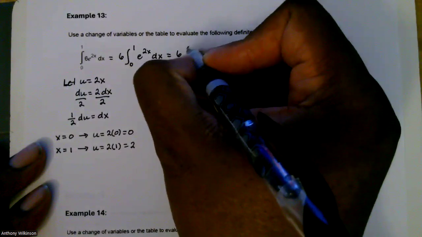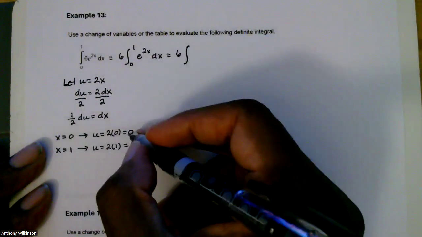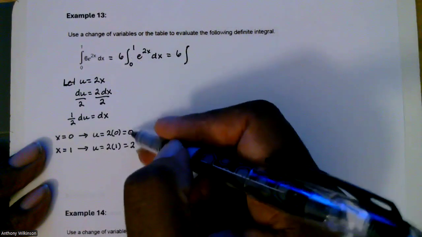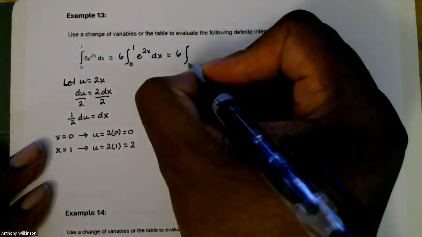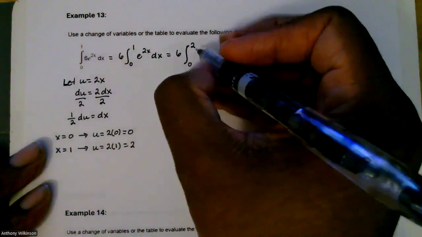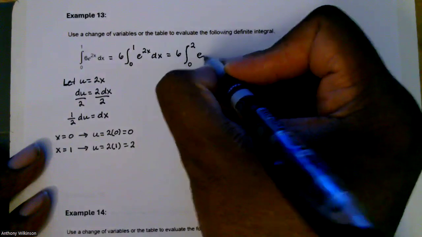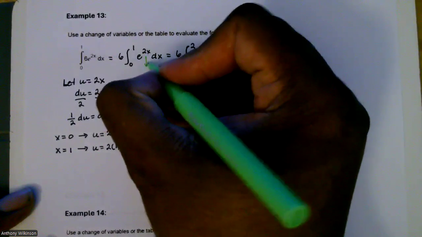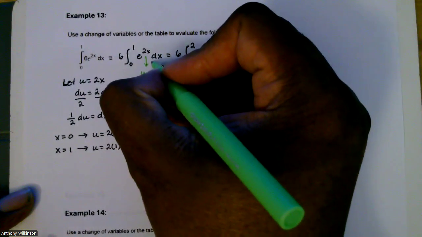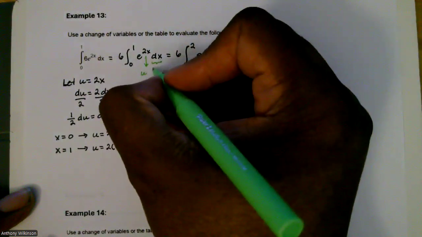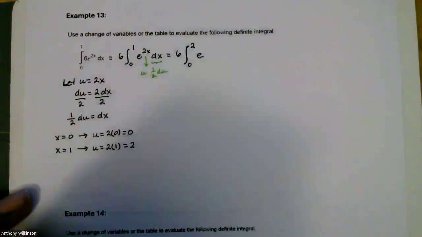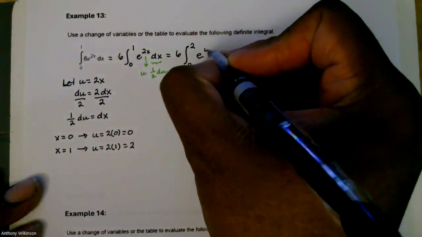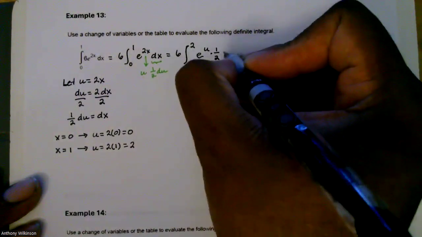So I'm going to bring over the 6 times the integral, and I'm going to replace my limits that were for x with these limits for u, 0 to 2, times e to the, now that 2x right here, that's going to be the u. dx is going to be 1/2 du. So that's going to be e to the u times 1/2 du.